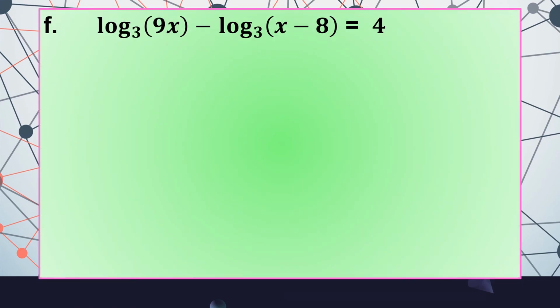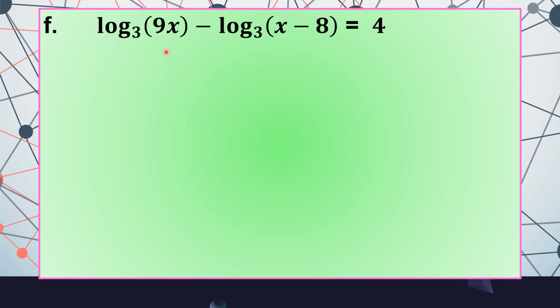Let's have the last example. Logarithm of 9x with base 3 minus logarithm of x minus 8 with base 3 equals 4. So as you can see, we have two logs here and no log on the other side. Since two logs are subtracted here, we can use the quotient law of logarithm to make it a single logarithm. Then, to solve a single logarithm, we rewrite it into exponential form.